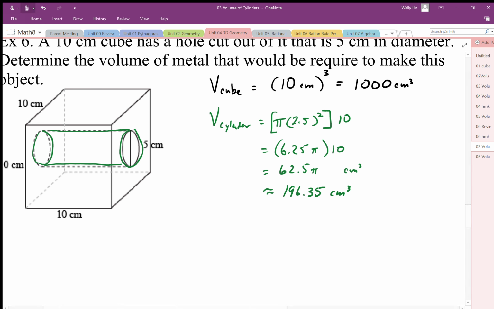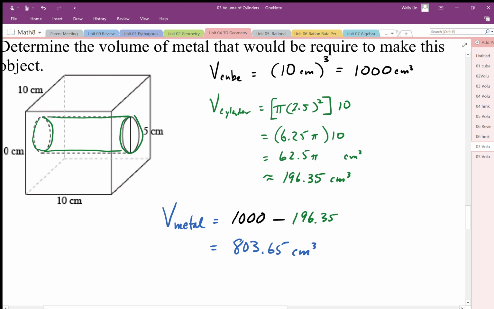Okay, so then the volume of metal that we're seeking, so this is the final answer, we're looking for the volume of metal. So the volume of metal is going to be equal to the cube, so 1,000 centimeters cubed, and we're going to take away the volume that the cylinder would occupy, and that gives us about 803.65 centimeters cubed is the volume of metal that's going to be required to make that object.